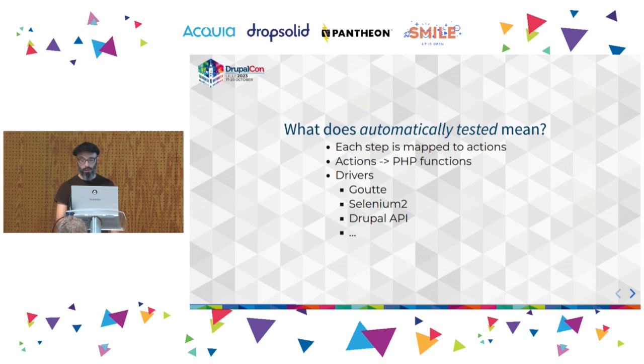What does automatically tested mean? It means that each step is technically mapped to actions. Each action is a PHP function. And that means that each function can do many things, but usually they use a driver, a Behat driver, that gives Behat access to Drupal. For example, the Goutte driver requests some URL and checks the response.